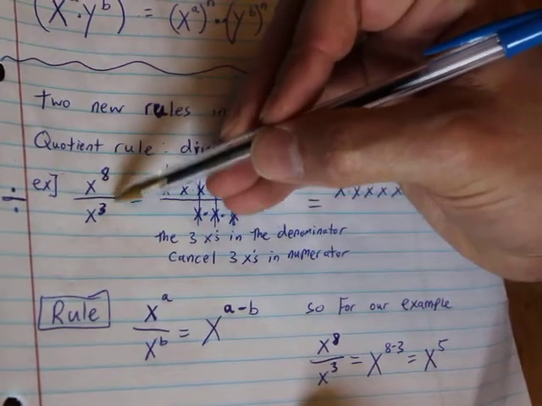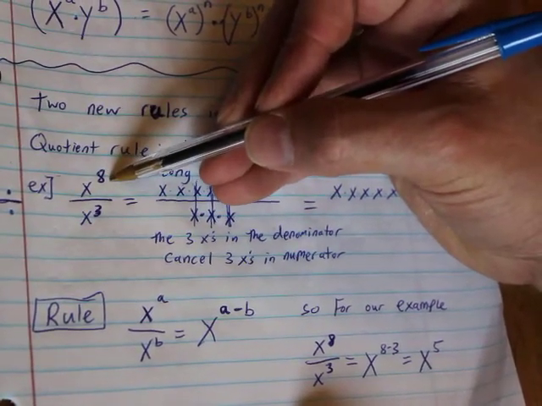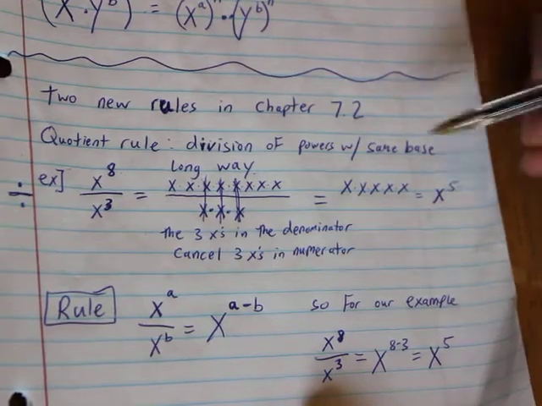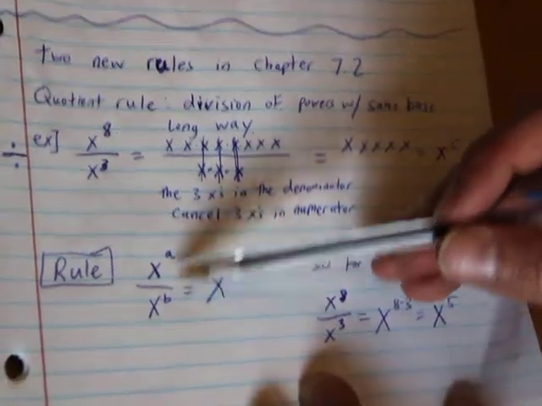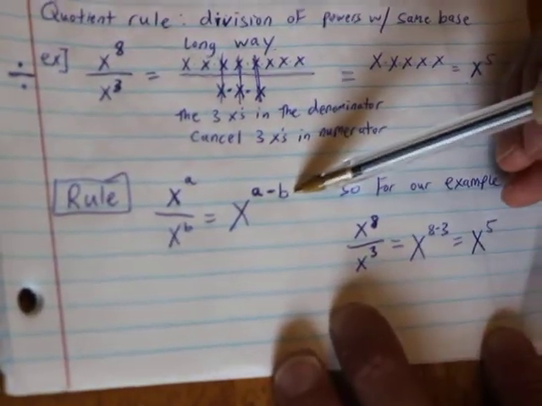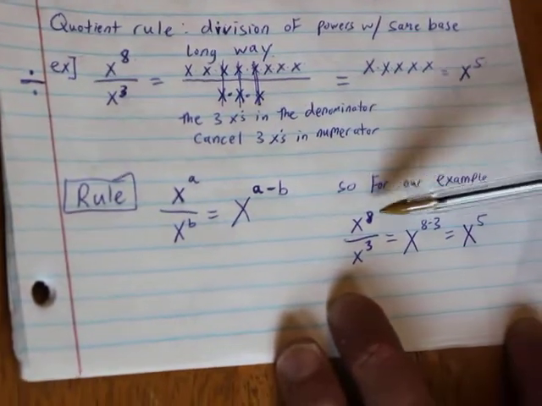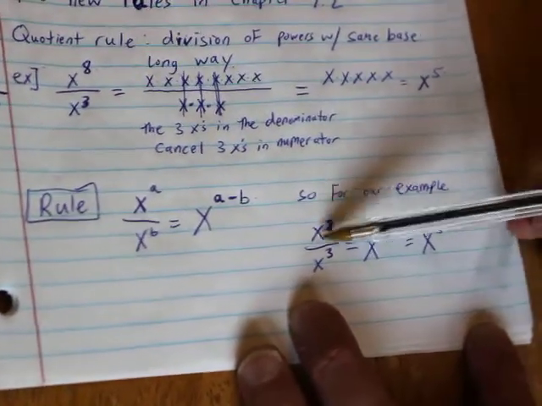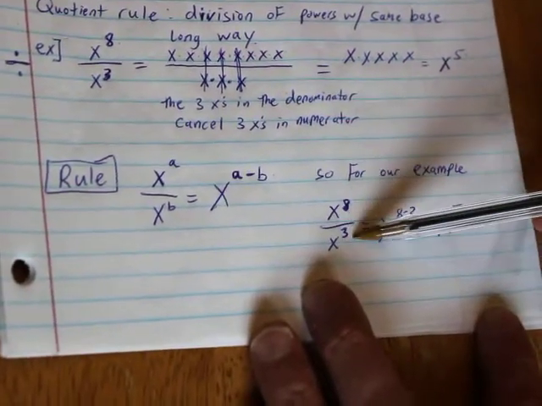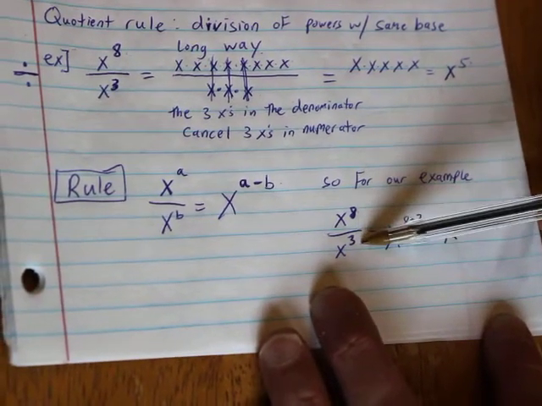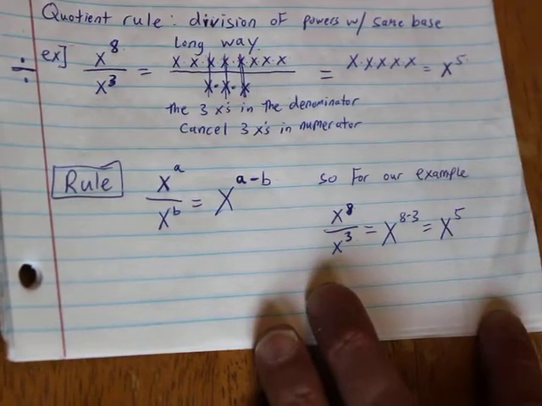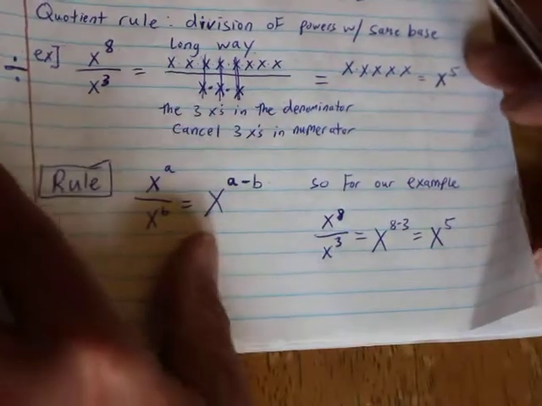So 3 of them cancel from the 8 here. That's why it's x to the 5th. So the rule is that you take the exponents and subtract them. So for our example, if I have x to the 8th power over x to the 3rd power, you subtract the exponents and it has the same base. So that's the first rule of 7.2.